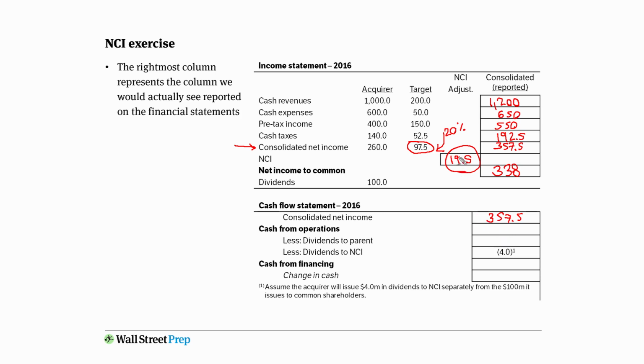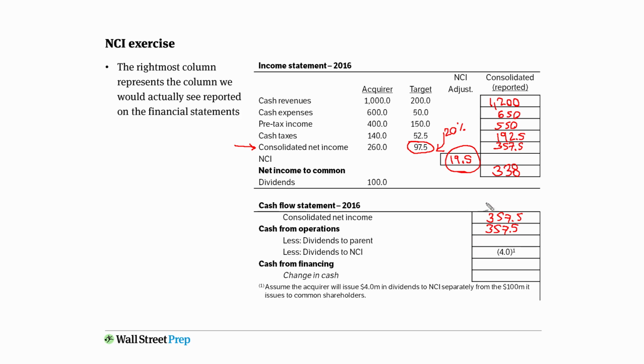Given that we're looking at a cash flow statement where you generate cash revenues of $1,200 on a consolidated basis, cash expenses of $650, meaning pre-tax income of $550, and then you paid cash taxes of $192.5, what flows down is $357.5 of cash that goes into your pocket. So your cash from operations, in this very simplified example that focuses solely on non-controlling interest, exactly equals your net income.